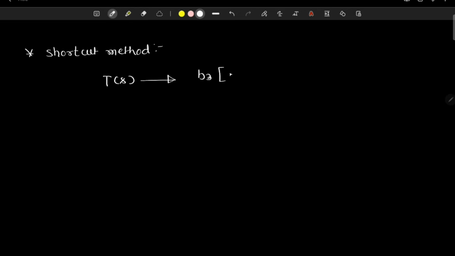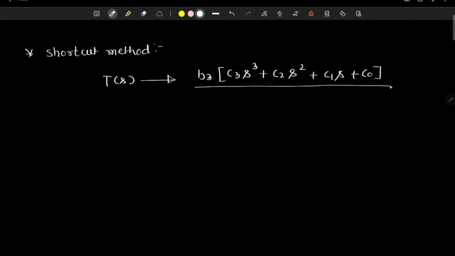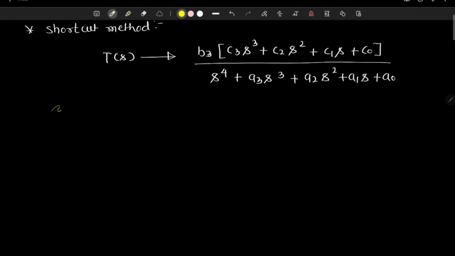in this form: b3 s to the power 3 plus c2 s to the power 2 plus c1 s to the power 1 plus c0, divided by s to the power 4 plus a3 s to the power 3 plus a2 s to the power 2 plus a1 s to the power 1 plus a0. So how to write this equation in matrix form? So this will be x1 dash, x2 dash, x3 dash, and this is x4 dash.